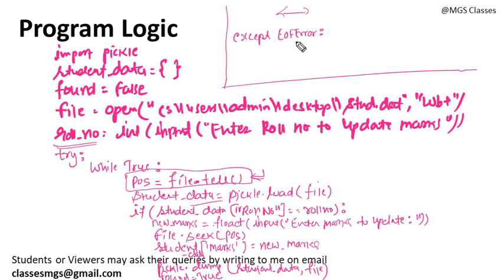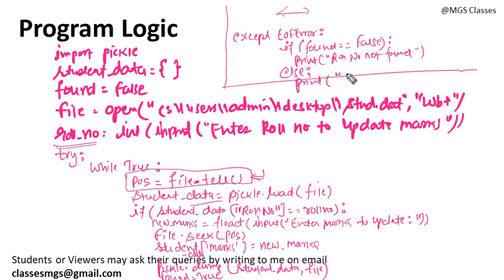Then the pickle module automatically raises this end of file error. And if found is equal to False, then we can directly print roll number not found. Otherwise, we can say the record is updated successfully, print student marks updated. This way you can show the message, student marks updated, and you are done. So this is the logic.